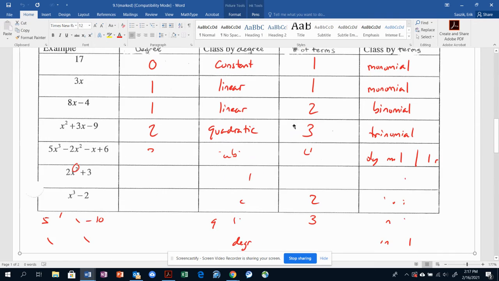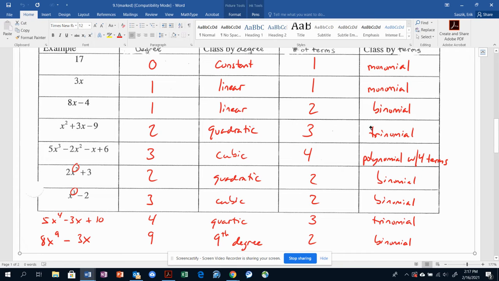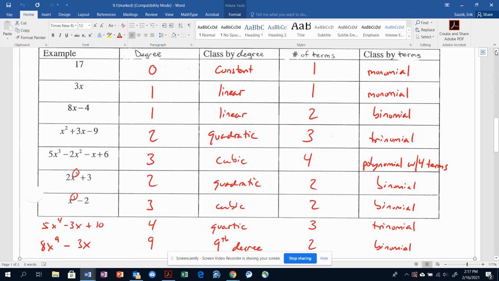Now down here, guys, you'll see we've got this chart. I've already filled the chart in. You can fill it in now. You can fill it in later. So we have 2 things we're going to consider. We're going to consider the degree, and we're going to consider the number of terms.